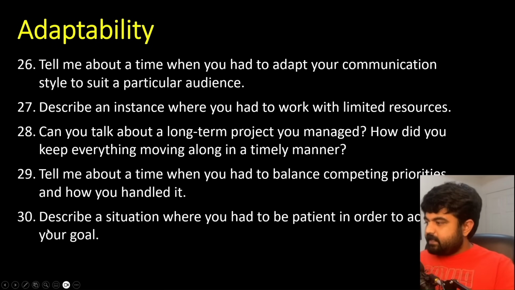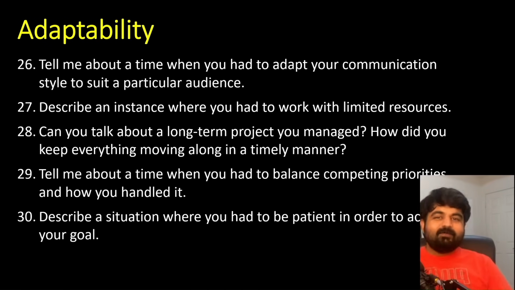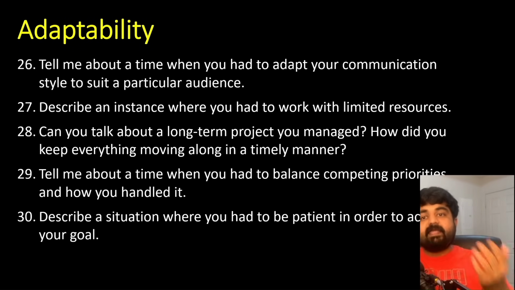Okay, next one is describe a situation where you had to be patient in order to achieve your goal. Again, long running projects, you had to be very patient. Next, maybe you might have to be patient for that next technical thing you are planning to do. Maybe you were supposed to do it last year, but then things change, priorities change. Now you are expecting to do it this year, but still you realize that you couldn't make it.